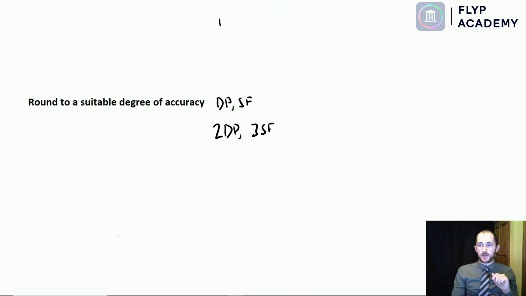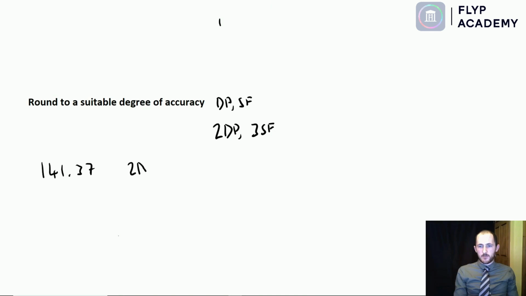Lastly, suitable degree of accuracy. You should be able to round to decimal places and significant figures. Most common are 2 decimal places and 3 significant figures. So let's say I get an answer of 141.37. What is that to 2 dp?